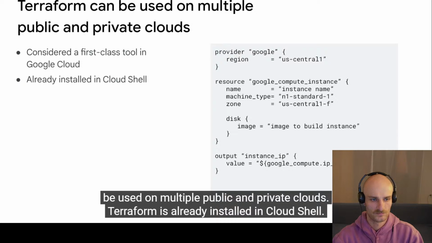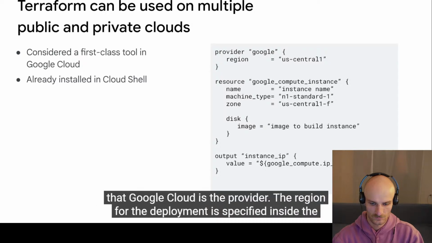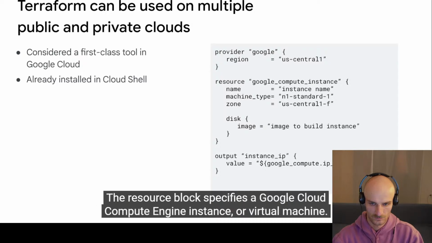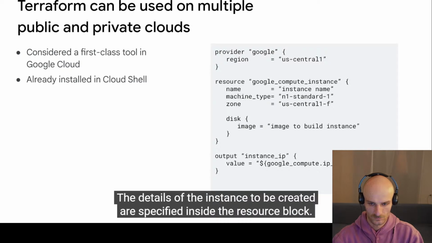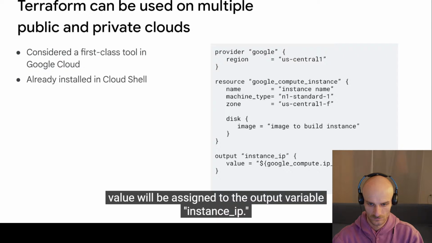Terraform can be used on multiple public and private clouds. Terraform is already installed in Cloud Shell. The example configuration file shown on the right begins by indicating that the provider is Google Cloud. What follows is the configuration of a compute engine instance and its disk. The output section allows for the IP addresses of the provisioned instance to be obtained from the deployment.